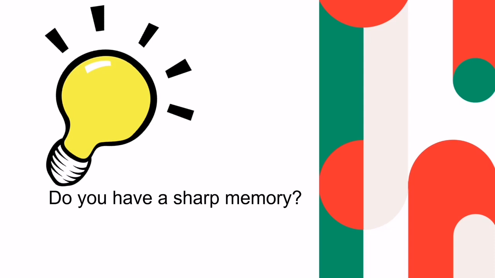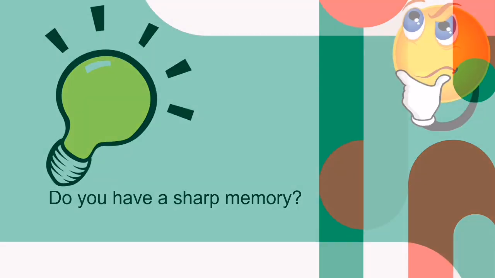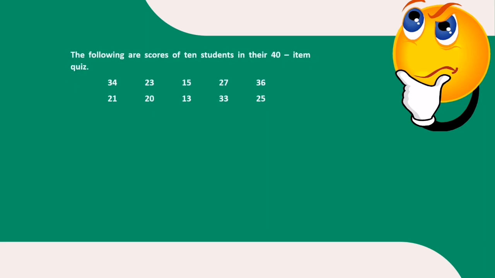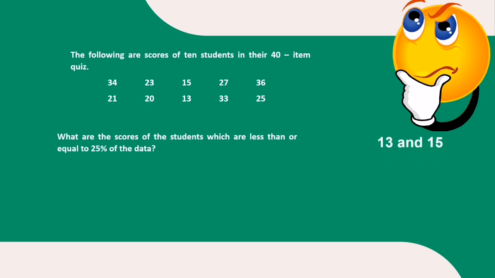Do you have a sharp memory? Let's check it out. The following are scores of 10 students in their 40-item quiz: 34, 23, 15, 27, 36, 21, 20, 13, 33, 25. The first question: what are the scores of the students which are less than or equal to 25% of the data? Very good. That's 13 and 15.